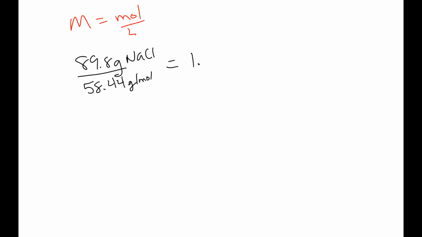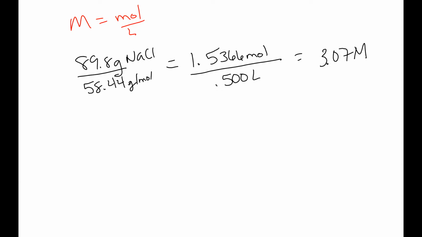And this gives you 1.5366 moles. Now we're going to divide that by 0.50 liters. So 500 milliliters is 0.500 liters. And then we get 3.07 molar NaCl. And guys, if you don't bring out your numbers far enough, you did 1.54 or 1.537, it doesn't matter, and you got 3.08 molar, you're still fine. You still got the right answer.